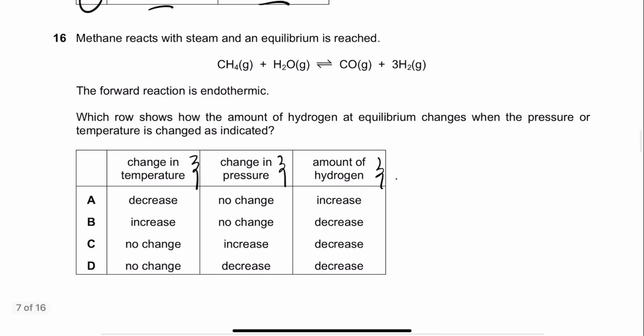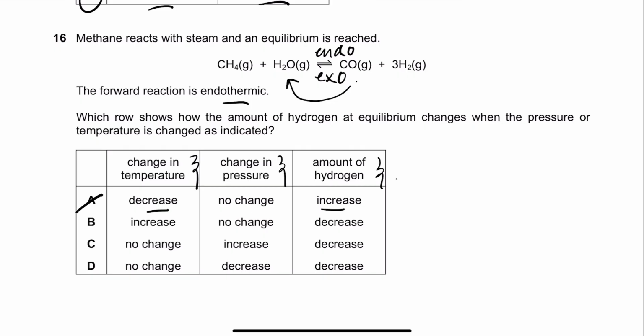And they've given you different options for that. So first of all, it says the forward is endothermic. So you write it's endo, and so the backward should be exothermic. Let me fix that for myself. Okay. So if they say there's a decrease in temperature, what will happen to the amount of hydrogen? If there is a decrease in temperature, it'll favor the exothermic part and the hydrogen amount will decrease, not increase.